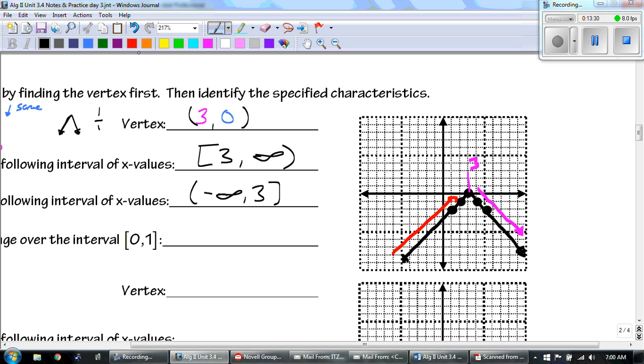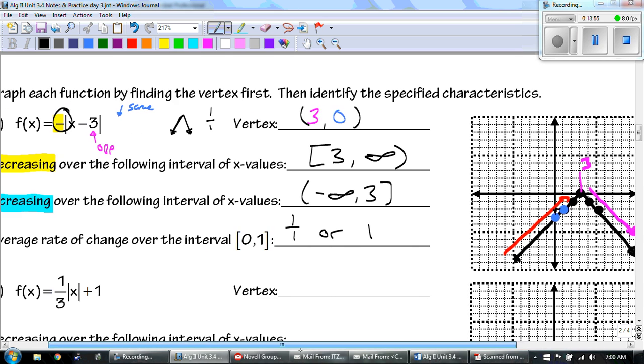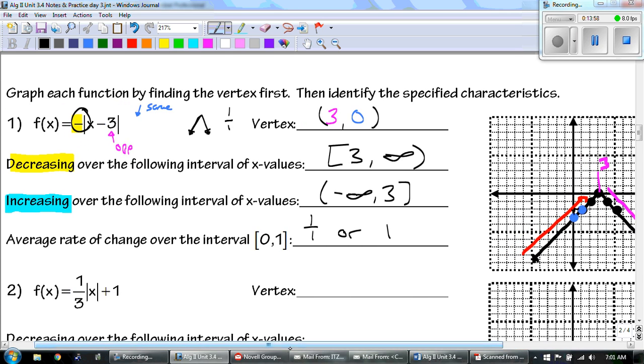Okay, and now from 0 to 1, from those specific x values, there's 0 and there's 1. What's going on? Well, our average rate of change is I went up 1 over 1. So 1 over 1 or just 1. Okay, our next one.